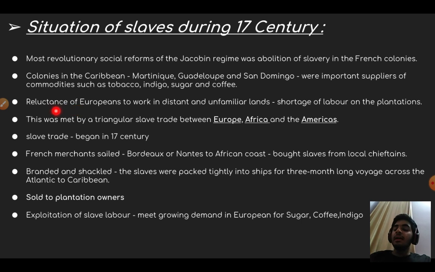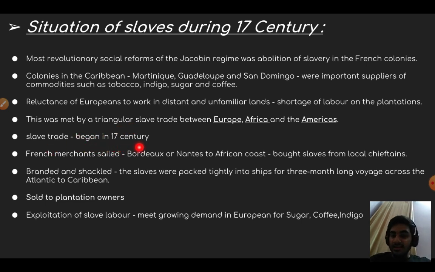The reluctance, meaning the refusal, of Europeans to work in distant and unfamiliar lands led to a shortage of labor on plantations. The Europeans said that we will not work in a distant and unfamiliar land which is not in Europe. So this led to the shortage of labor on the plantations. This shortage of labor was met by a triangular slave trade between Europe, Africa, and America.